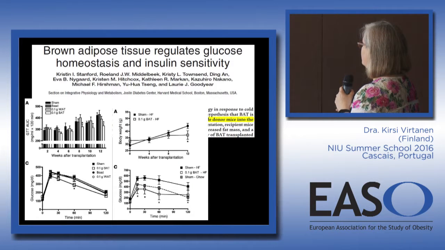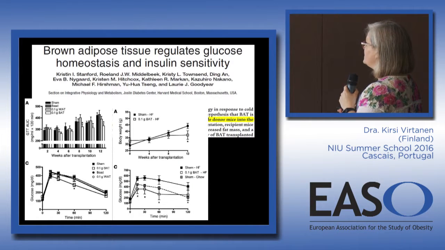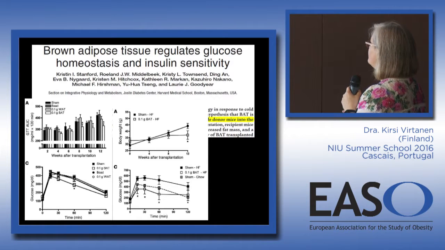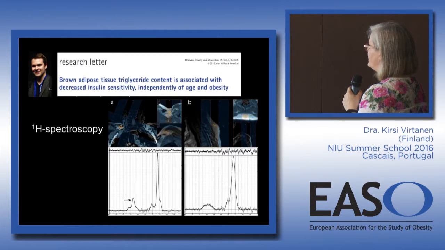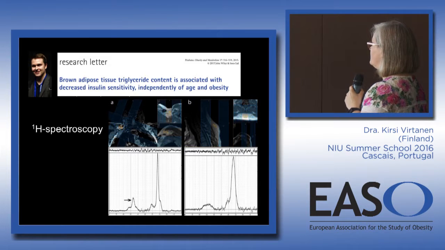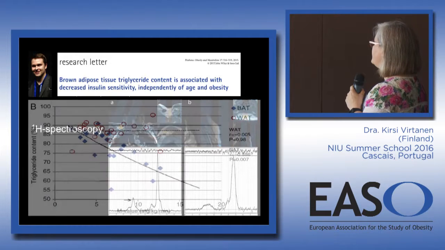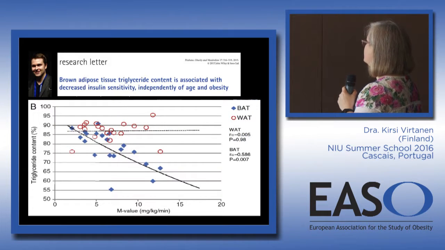We measured the triglyceride content in brown fat and compared that to insulin sensitivity measured by clamp, and found that brown fat lipid or triglyceride content is inversely related to whole body glucose, whole body insulin sensitivity. This I will skip.